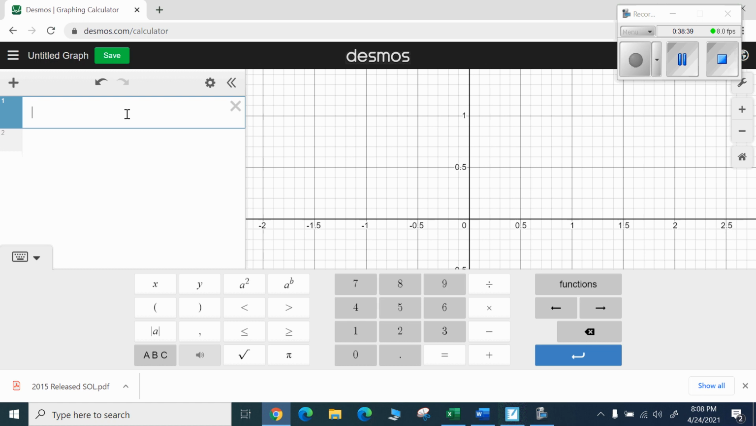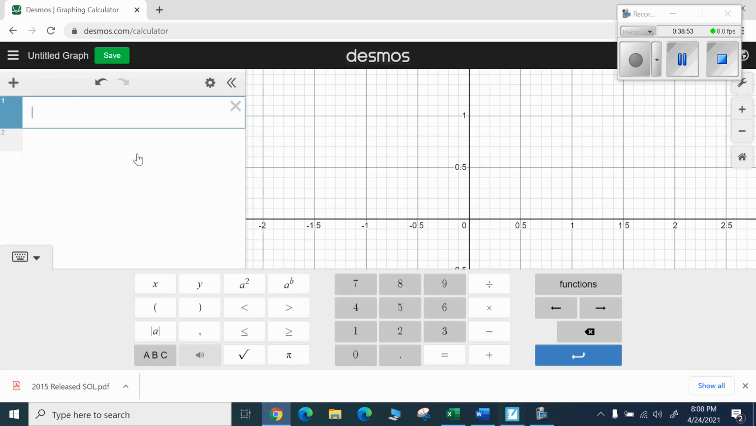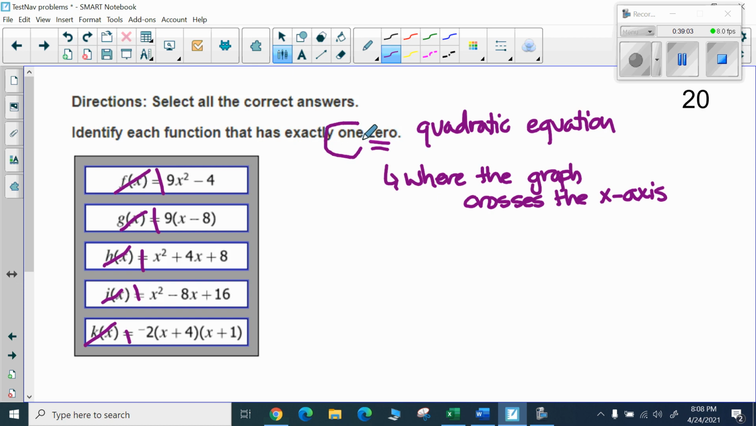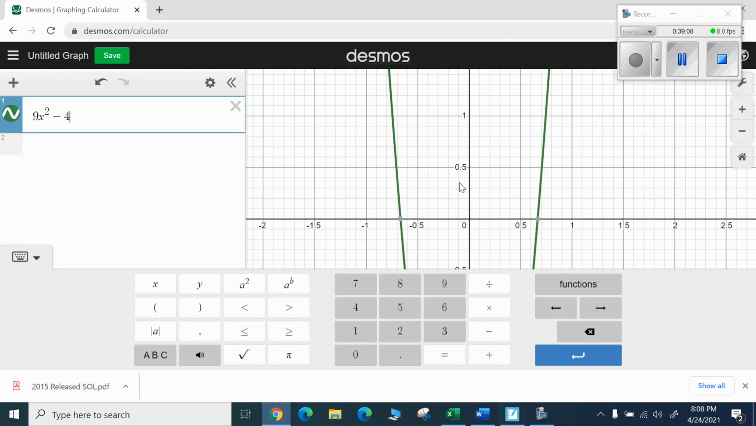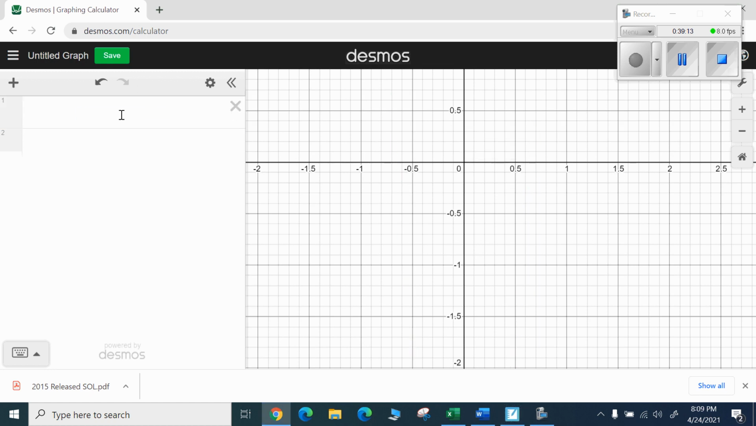All right, so the first one, and by the way, when you type these, you don't have to type the f of x, g of x, you just have to type this part without the equal sign, okay? That will make it a little bit faster for you. So the first one is 9x squared minus 4. And they wanted to know which ones had only 1 zero. So it means that they only cross the x-axis in one place. Well, this graph crosses it twice, here and here. So that one is no good.